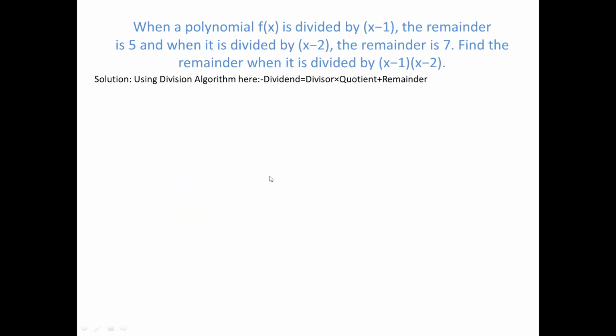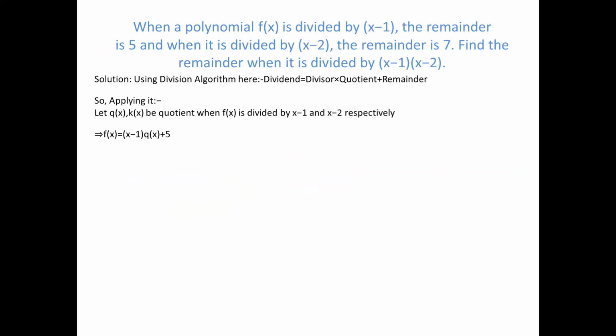Division algorithm: dividend is equal to divisor into quotient plus remainder, that is, function of x will be equal to some divisor. In case 1, the divisor is x minus 1. In case 2, the divisor is x minus 2. So we have to apply it, and let when the divisor is x minus 1, the quotient is q(x), and when the divisor is x minus 2, the quotient is k(x).